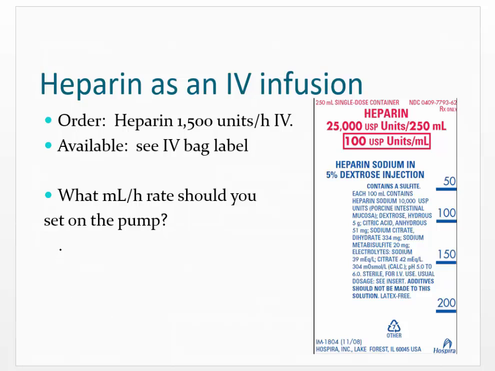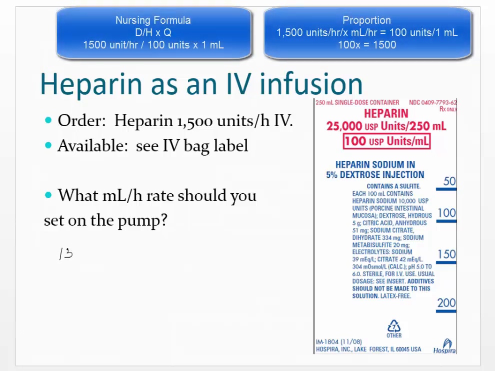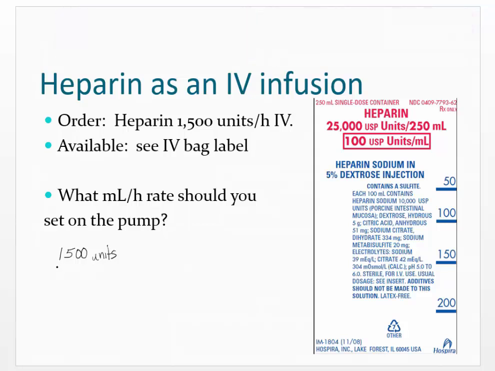I'll start with the ordered amount, and I'm going to use dimensional analysis. Although again, it's possible to use a proportion or to use the nursing formula. In dimensional analysis, I'll start with the 1,500 units per 1 hour. And then I'll multiply by the strength of the med. I'll use the reduced fraction, although it truly does not matter. In the reduced fraction, there were 100 units per 1 milliliter. The units cancel, and I'm ready to go to my calculator.